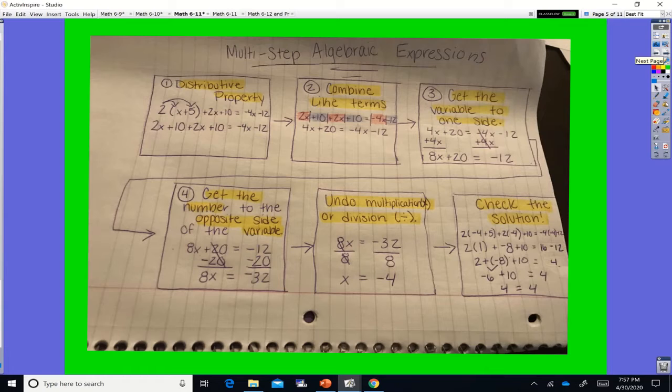First we do the distributive property. Then we combine like terms on both sides of the equal sign. So I combine like terms this way. I get the variable to one side. Then I get the number on the opposite side of the variable. Then I undo the division or multiplication, whichever it may be. Then we check our solution. We just put that number in.